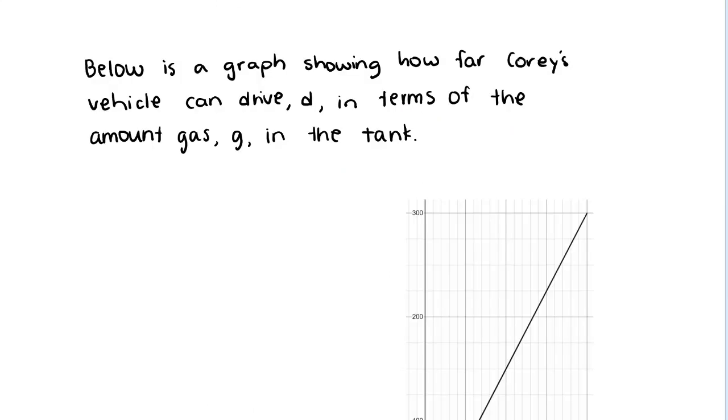So let's take a look at one last example here. It says, below is a graph showing how far Corey's vehicle can drive, D, in terms of the amount of gas, G, in the tank. So we're given two varying quantities, how far Corey's vehicle can drive, and the amount of gas in the tank. And we're also told the letters being used to represent these varying values. So D for how far the vehicle can drive, and G for the amount of gas in the tank.